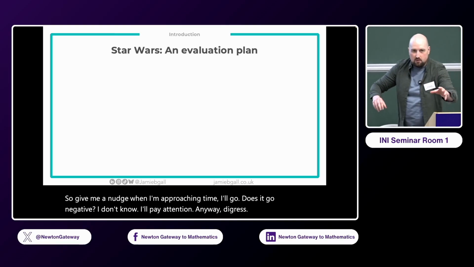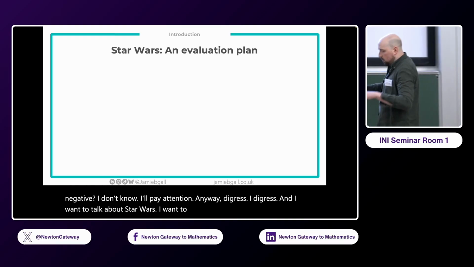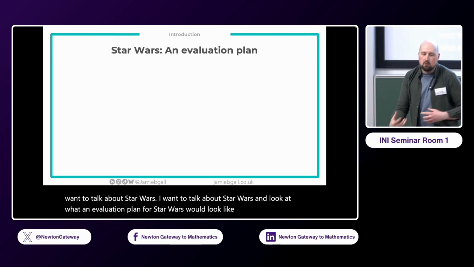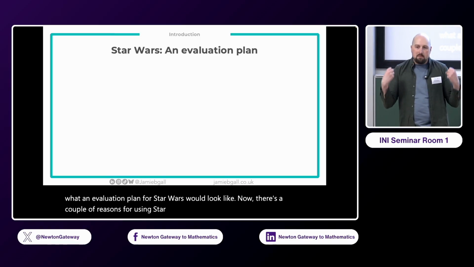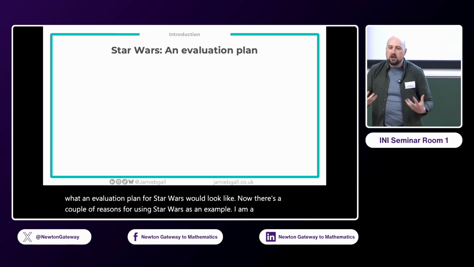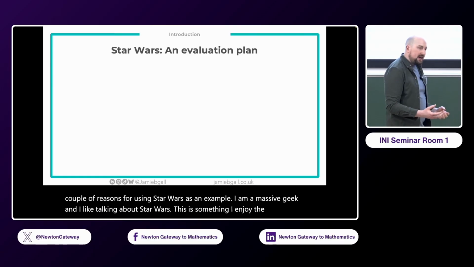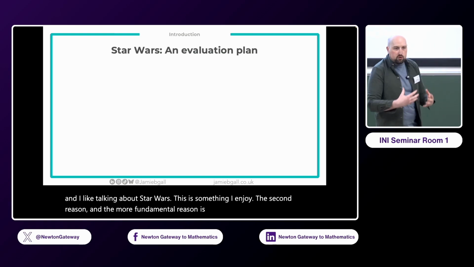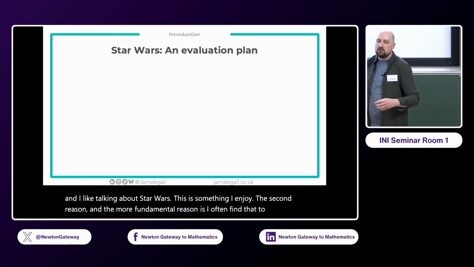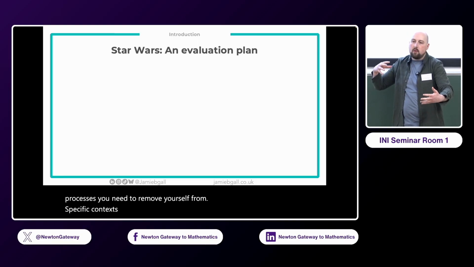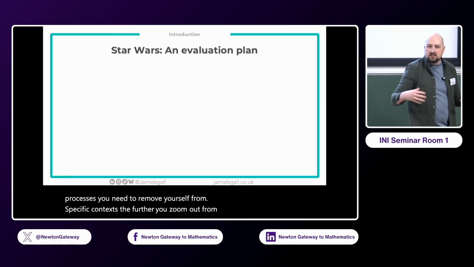I want to talk about Star Wars, and look at what an evaluation plan for Star Wars would look like. There's a couple of reasons for using Star Wars as an example. I am a massive geek, and I like talking about Star Wars. The second, more fundamental reason is I often find that to understand processes, you need to remove yourself from specific contexts. The further you zoom out from a process, the more transparent things can become.